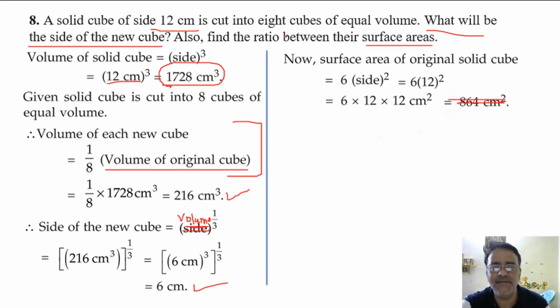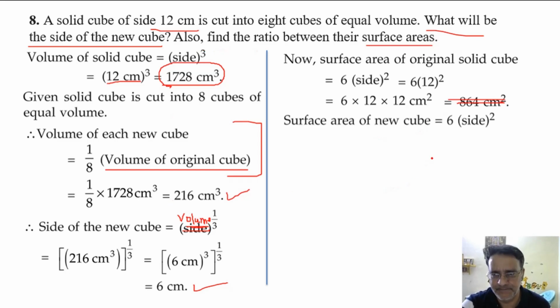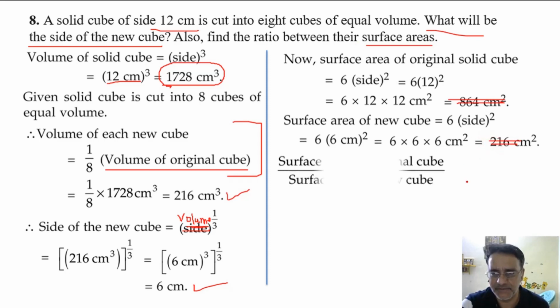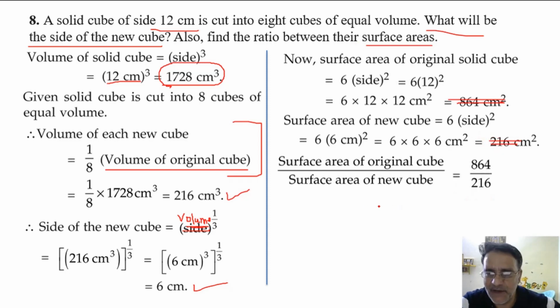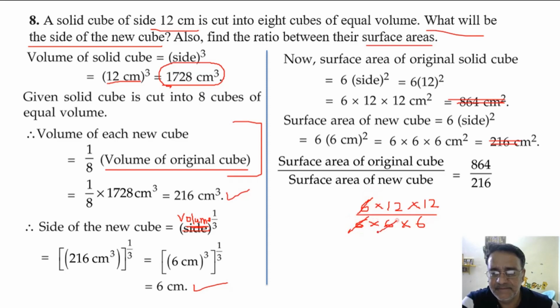Now the surface area of the small cube. 6 into side square, we will get 6 into 6 into 6. 216 is coming, but again don't multiply. Now we have to find the ratio. Okay. So why did I tell you not to multiply? See, if you don't multiply, you will get 6 into 6 here, and you can cancel it easily. These two also, 1, 2.